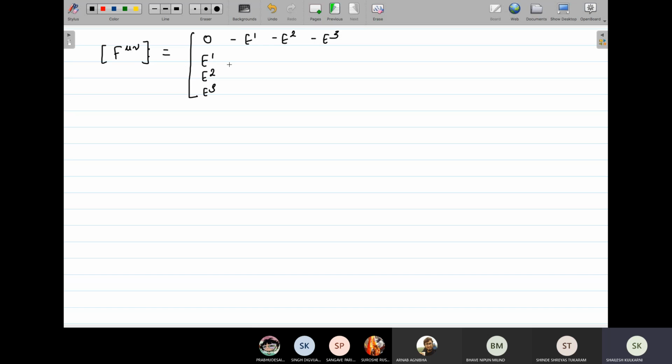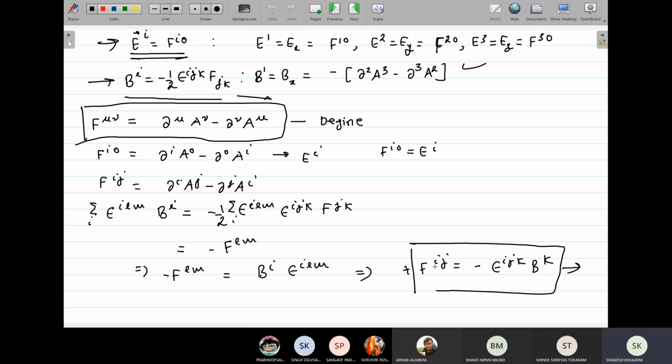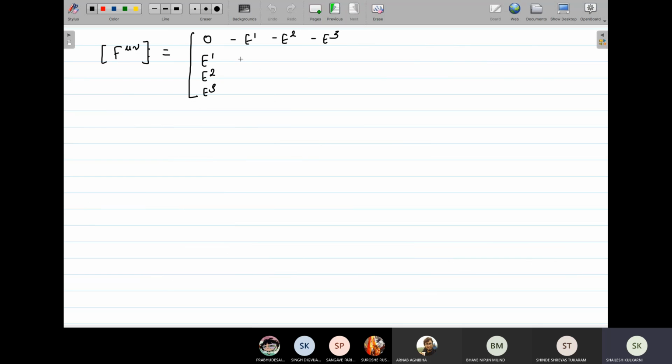Now you look at Fij. What will be F11, F22, F33? They are 0. So what will be F12? F12 will be epsilon 1, 2, 3, B3. B3 is Bz, so it will be minus Bz. So this is 0 and this is minus Bz. Now what is this object, F13?